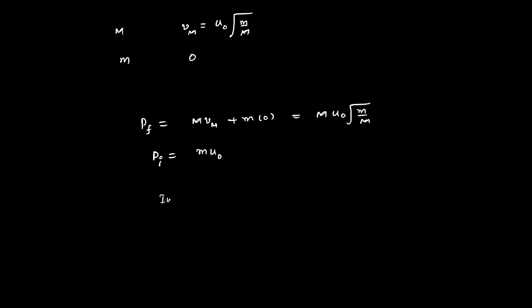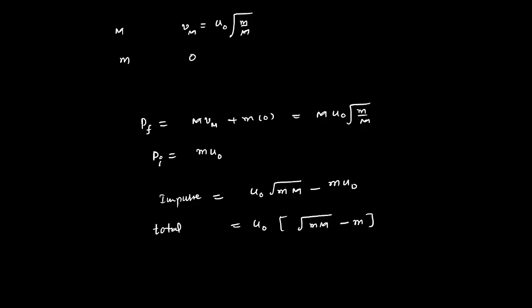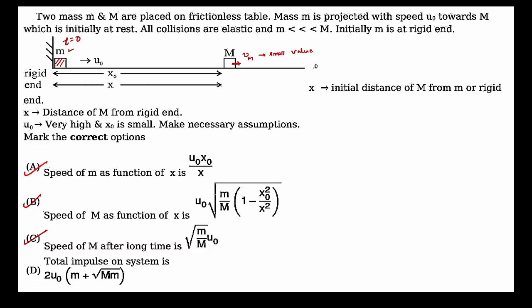So the total impulse on the system is going to be final momentum minus initial momentum, which is u naught root of small m capital M, just a simplification of that, minus m times u naught, correct? So we can just write u naught times root of small m capital M minus small m. So that's the total impulse. Here the option says 2u naught small m plus root of capital M small m, so definitely this is a wrong option.